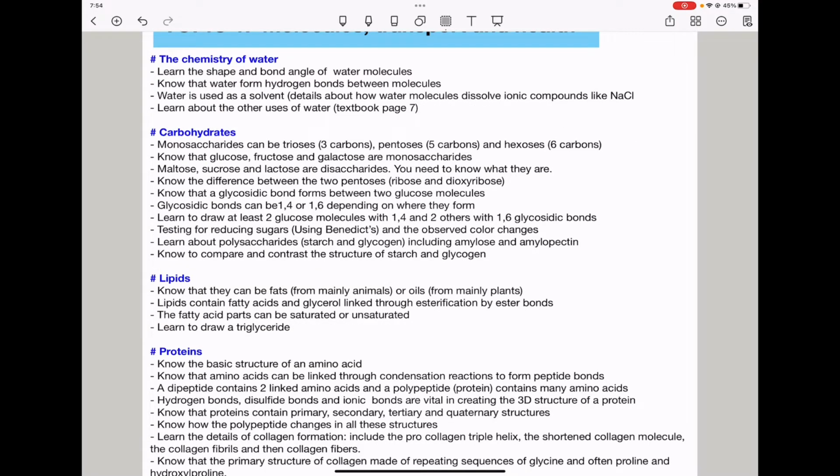Going to lipids, you need to know that they can be fats, which are mainly from animals, or they could be oils, which are mainly from plants. You need to know that lipids contain fatty acids as well as glycerol, and these are linked through esterification reactions that form ester bonds. The fatty acid part can be saturated, or sometimes they can be monounsaturated or polyunsaturated. You also need to learn to draw a triglyceride.